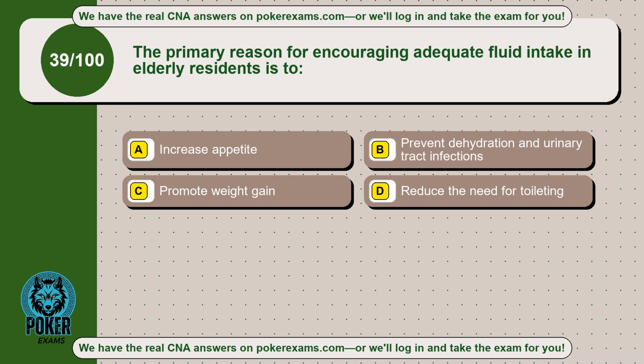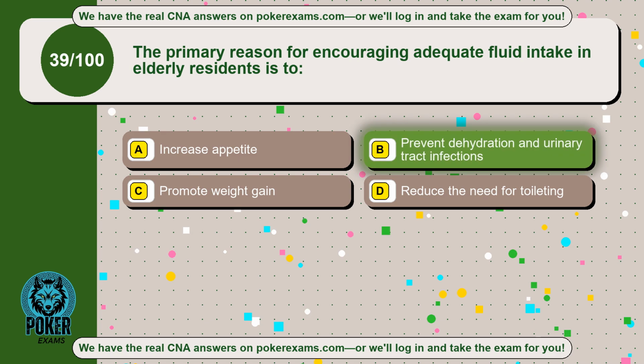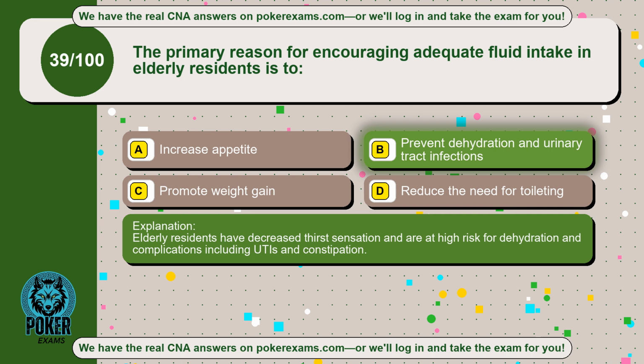Question 39. The primary reason for encouraging adequate fluid intake in elderly residents is to. Option A. Increase appetite. Option B. Prevent dehydration and urinary tract infections. Option C. Promote weight gain. Option D. Reduce the need for toileting. The correct answer is option B. Prevent dehydration and urinary tract infections. Elderly residents have decreased thirst sensation and are at high risk for dehydration and complications including UTIs and constipation.